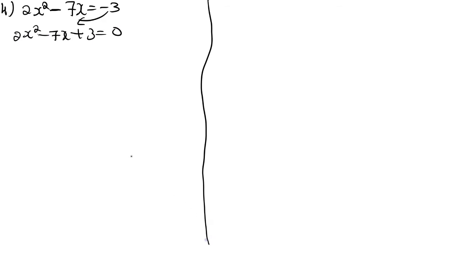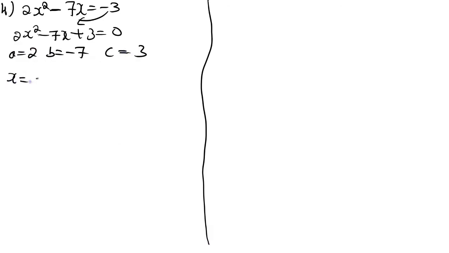See the next question: 2x square minus 7x equal to minus 3. First rearrange this equation. You can write it as 2x square minus 7x, take minus 3 to the left hand side, plus 3 equal to 0. Write a, b, c values, then apply the formula. A value equal to 2, b value equal to minus 7, c value is equal to plus 3.